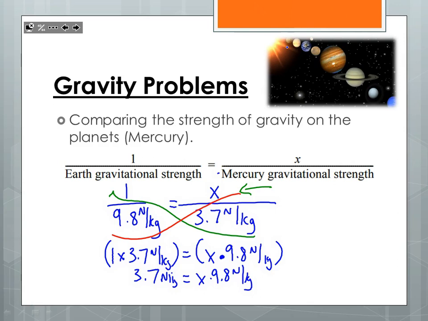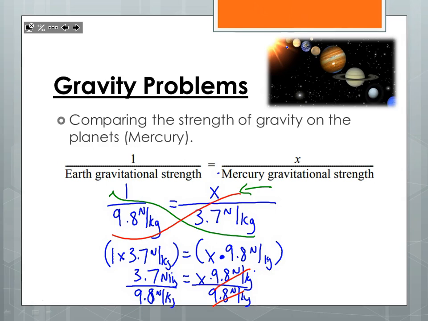Well, I want X on its own. I don't want the 9.8 with X because I want X on its own. So in order to get rid of a number in the numerator, I need to divide it in the denominator. So if I divide this side by 9.8 newtons per kilogram, that means I can mark those out to say divide, but whatever you do to one side, you must do to the other side. So over here below 3.7, I'm going to divide 9.8 newtons per kilogram. So now I just have X by itself.